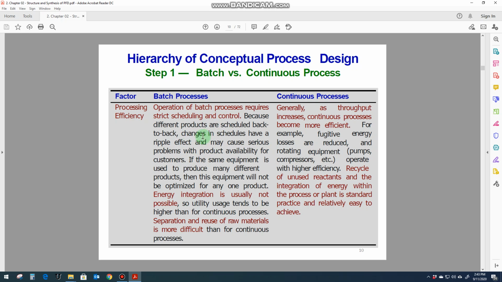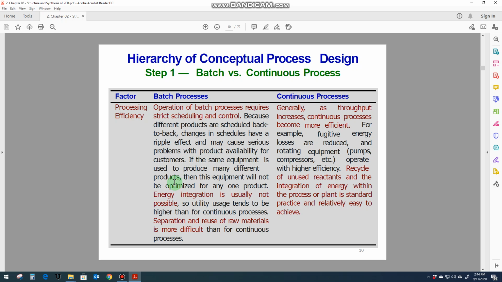So here we have to see what is the ripple effect. If there is a delay in the production of the one product, then it will affect the production of the next product. And usually the batch processes are favored, and they change with the season, right? So in one season you may need one chemical, in the next month you may need to have another chemical. Because all of these processes are scheduled back to back, we have to remain on the schedule to just avoid the problems of the availability of the product to the customers.